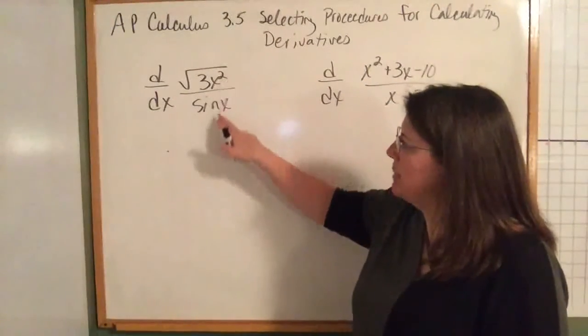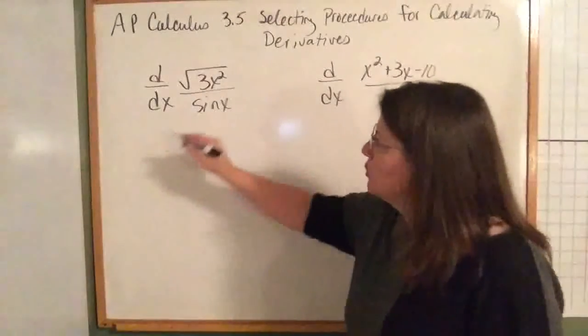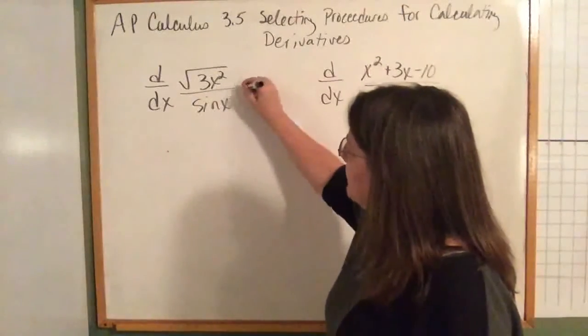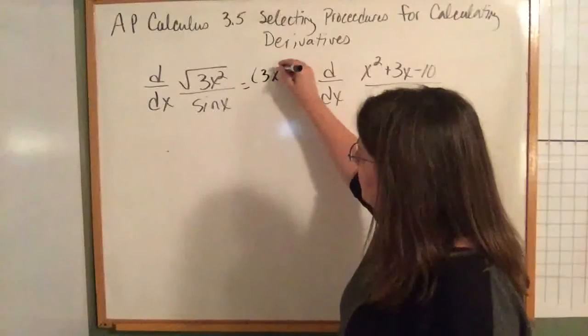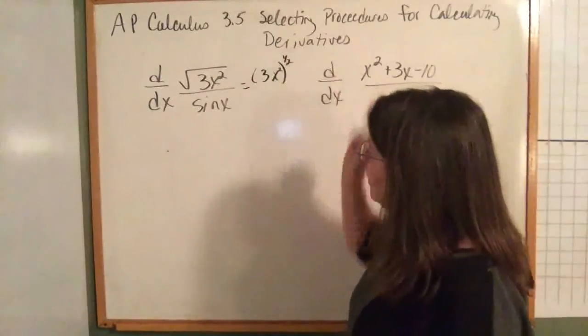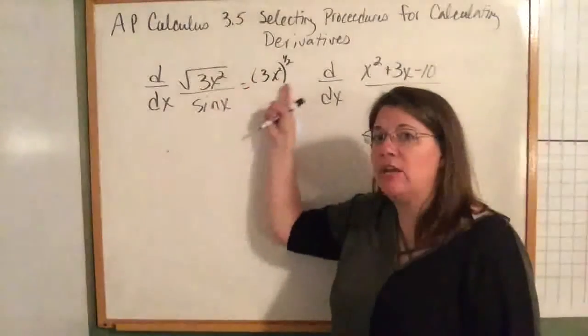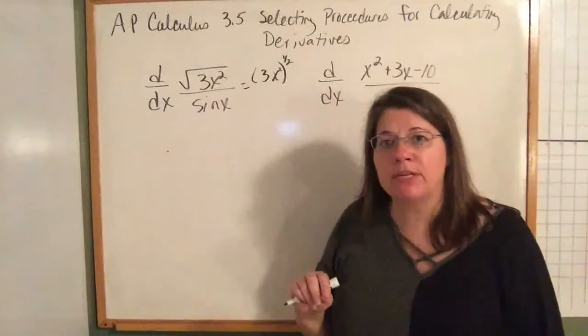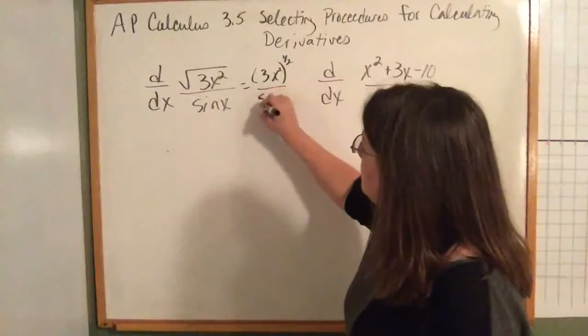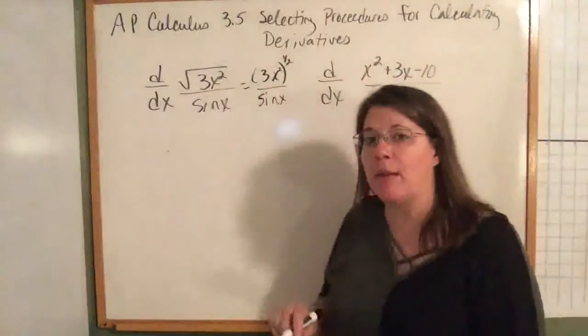With this one, I'm going to use the quotient rule. I've got a top and a bottom, so I'm going to use the quotient rule. So first I'll rewrite that. That's the same thing as 3x squared to the 1/2. So not only do I have to use the quotient rule, I'm also going to have to use the chain rule to take the derivative of the top part.